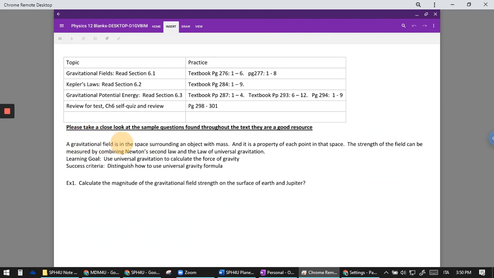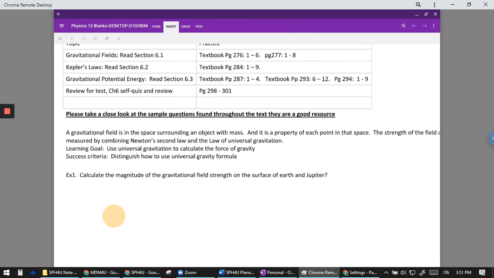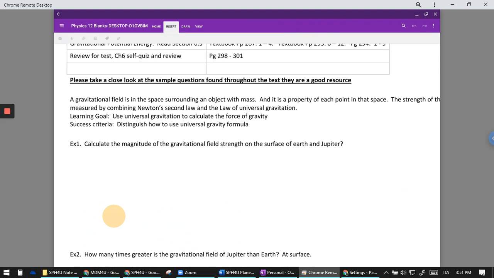A gravitational field is in the space surrounding an object with mass, okay? And it is a property of each point in that space, okay? The strength of the field can be measured by combining Newton's second law and the law of universal gravitation, okay? And so our learning goal is the universal gravitation, to calculate the force of gravity, and to distinguish how to use the universal gravity formula. Okay. Now, let's go ahead and take a look at this first example question.